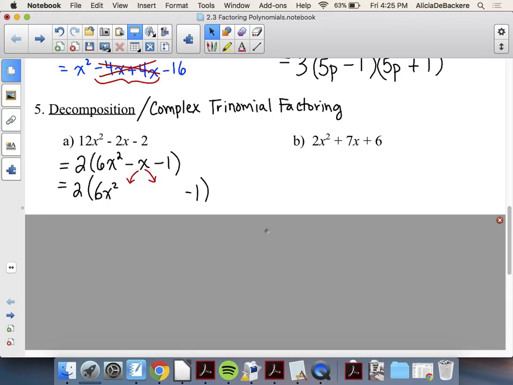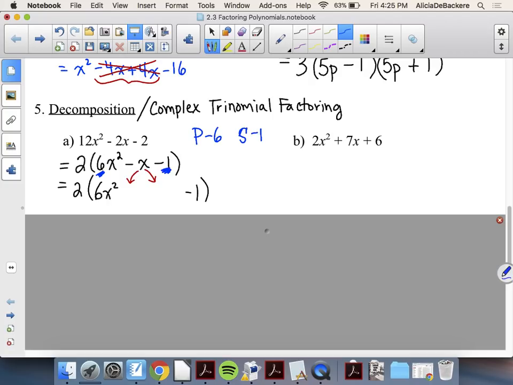So what I actually also need is for them to multiply to the first number times the last number. So 6 times negative 1 is negative 6. So I need the product to be negative 6, and like we said, we need the sum to be negative 1. So I'm going through all my pairs that multiply to negative 6, and I notice that negative 3 and 2 multiply to negative 6, and negative 3 plus 2 give me an answer of negative 1. So those are my two numbers.